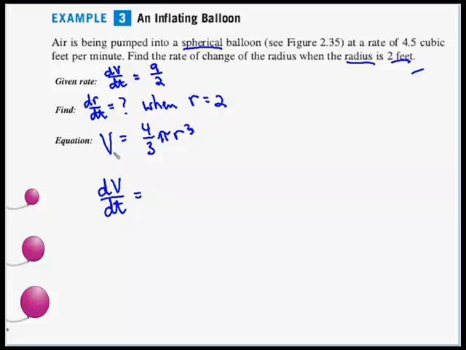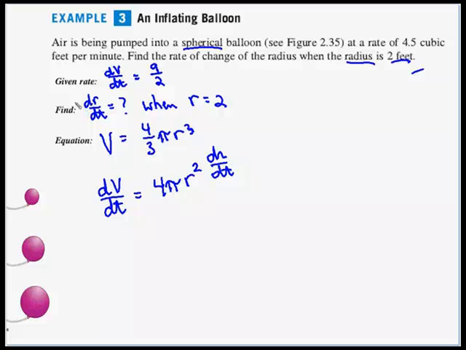So let's try this again. The derivative of V is still dV/dt. When we derive here, this 3 is going to come down, and this will become 12/3 pi, or 12 divided by 3 is 4. So that's going to be 4 pi. This r cubed now becomes r squared, and then dr/dt. There we go.